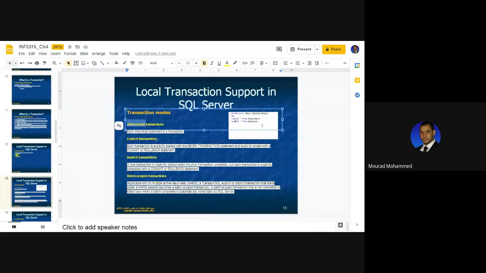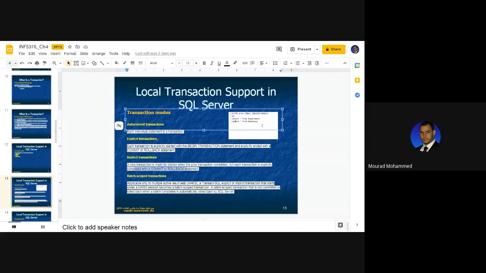The same scenario applies when we define the implicit transaction. We are talking about a transaction that is implicitly started right after a commitment state, and it has to be explicitly terminated with either a commit or a rollback.